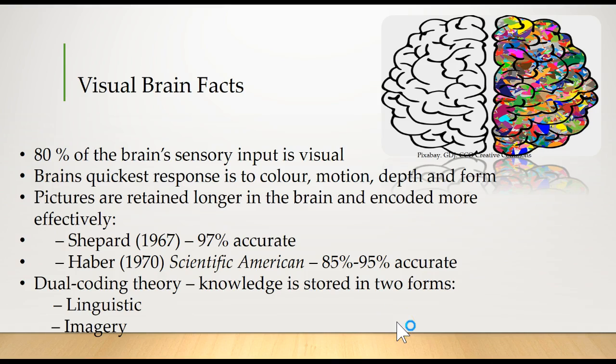Visual brain facts. 80% of the brain's sensory input is visual. The brain's quickest response is to color, motion, depth, and form. Research shows that pictures are retained for longer in the brain and encoded more effectively. And the dual coding theory is that knowledge is stored in two different ways: linguistic and imagery.